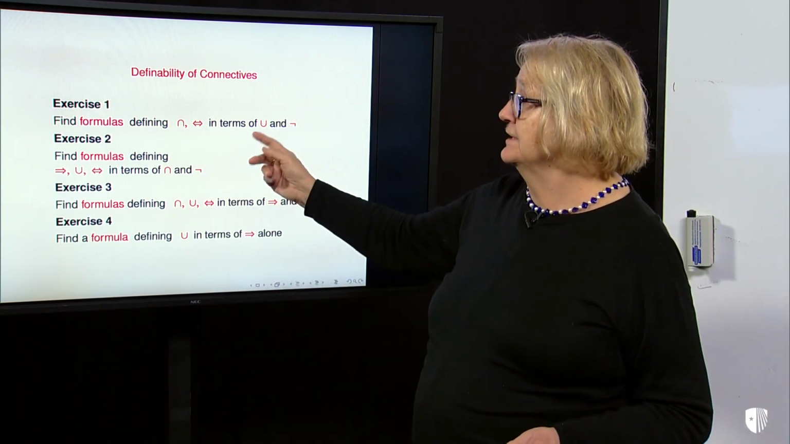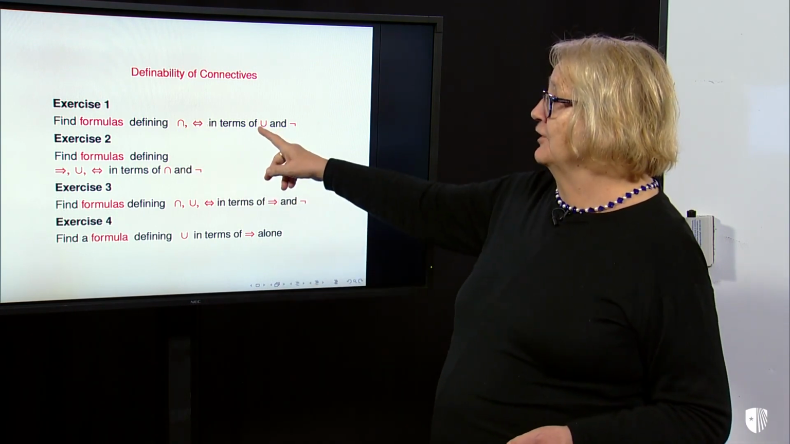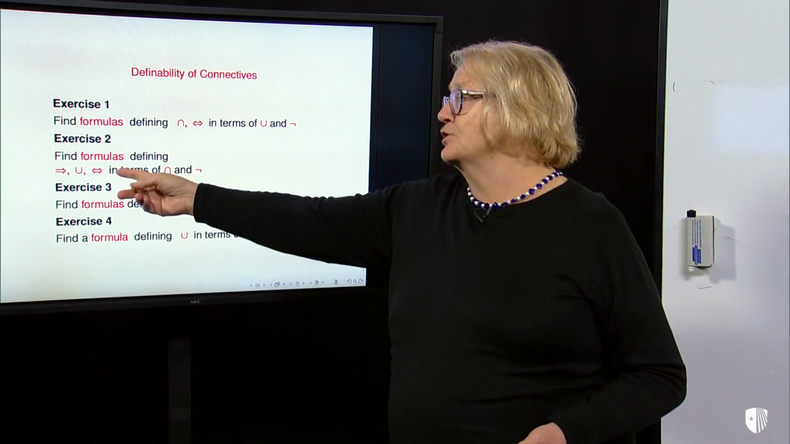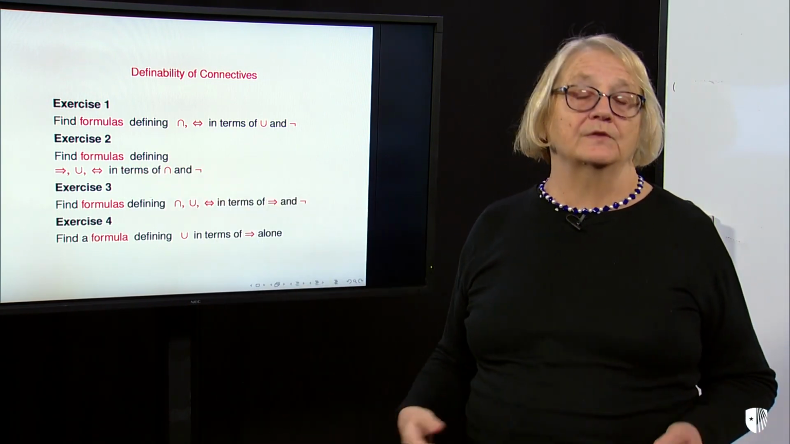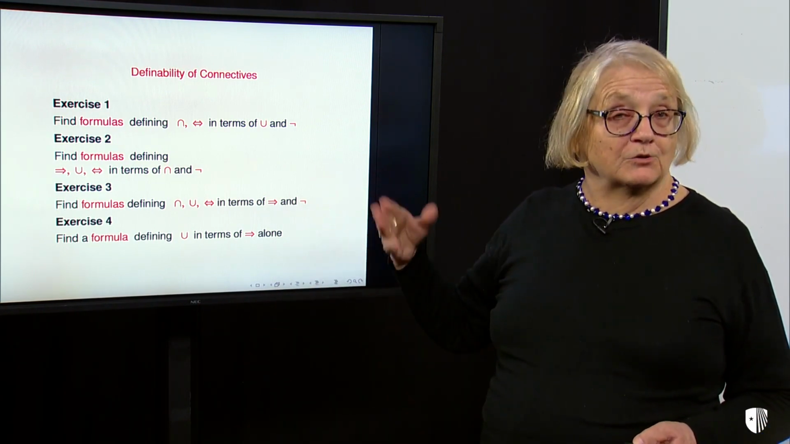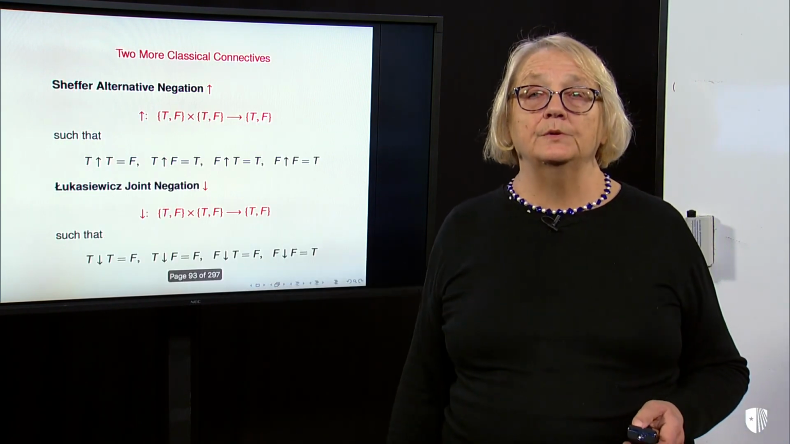And then exercises. Find the formulas defining conjunction, if and only if, in terms of disjunction. Find the formulas defining those connectives in terms of the others, and so on. So these are called definability of connectives, and they correspond to the proper tautologies and so on. Good exercises to do.